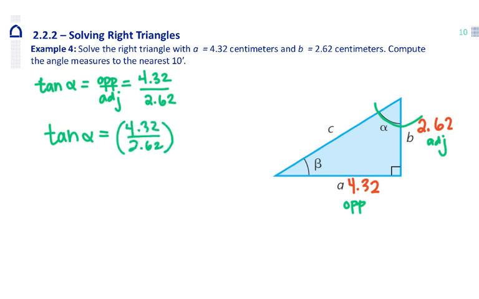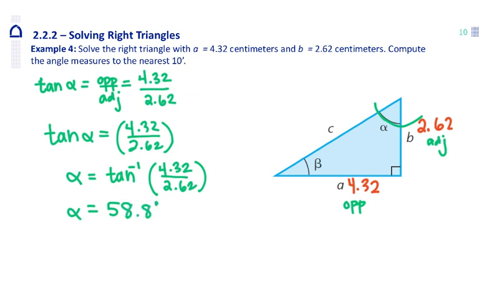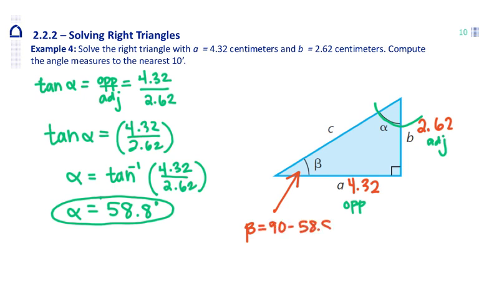Again, there's an inverse function that we can use on our calculator that says alpha is the inverse tangent, so you're going to press the shift tangent button, of this ratio. After you type it in your calculator, it will give you a value for alpha. And we get alpha is 58.8 degrees. Then there's several ways to find beta. To me, the easiest way is the fact that we know beta and alpha add up to 90. So beta is going to be 90 minus 58.8. So we get that angle beta is 31.2 degrees.